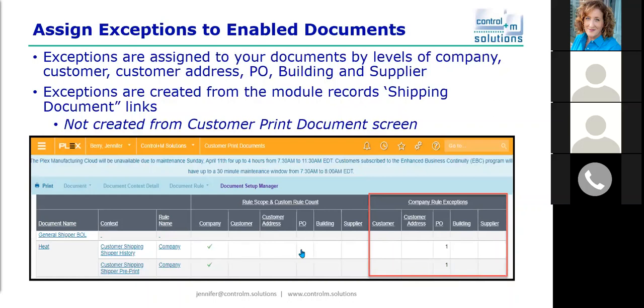You're also able to assign exceptions to the rules. They can be assigned by the company, customer, address, PO, building, and supplier. The exceptions are assigned from the module record itself and not the customer print document screen. I will have more details in the live demo as to how this is achieved.